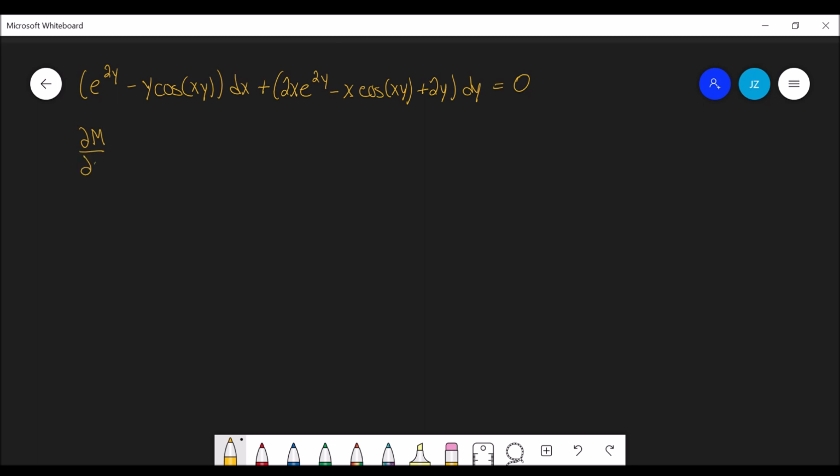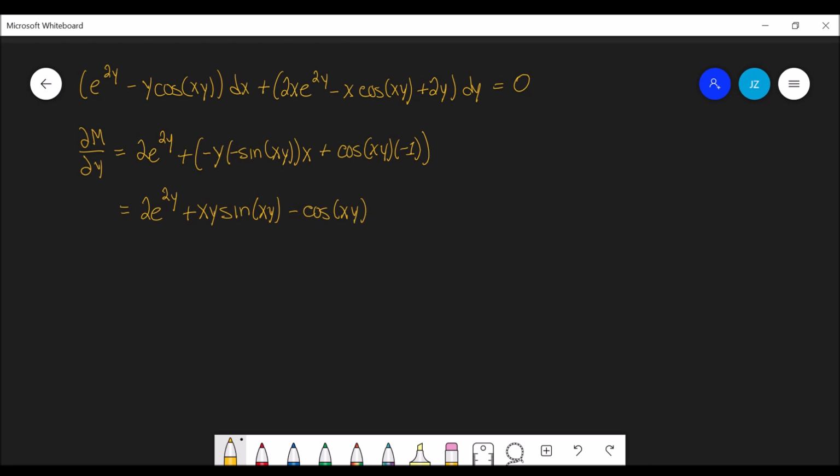So partial M partial y is equal to 2e to the 2y plus, now we have a product rule. So negative y times negative sine of x times y times x plus cosine of x times y times negative 1. So what we're left with is 2e to the 2y plus xy sine of xy minus cosine of xy.